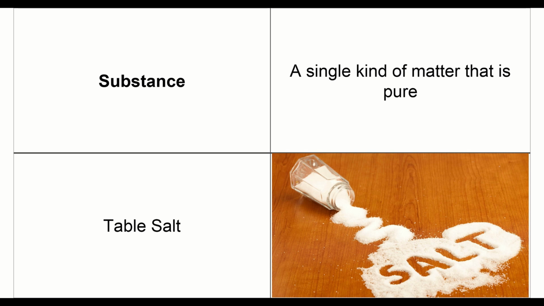Building off of this idea is the word substance. For our sake, we're going to call it a single kind of matter that is pure. And so sometimes we'll call it a pure substance. Our example could be table salt. It's just one thing. If it's truly a pure substance, it has just salt in it, for our example here, okay? Or it could be just water. Most of the time when you're drinking water, it's not just water. There's actually a lot of other minerals in there that can actually be good for us, and they're not harmful, but it's not technically pure water.